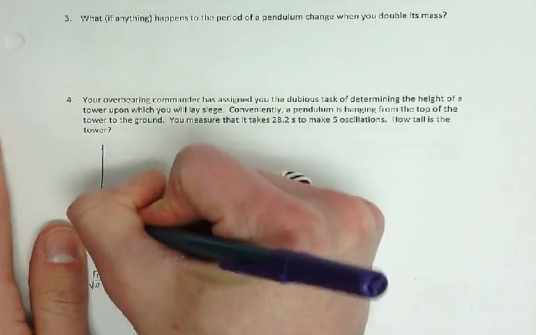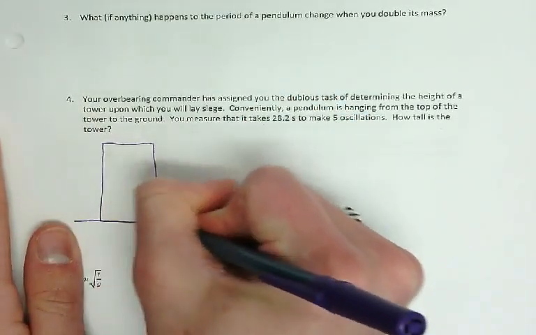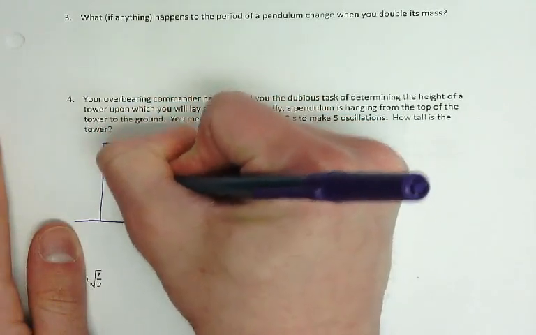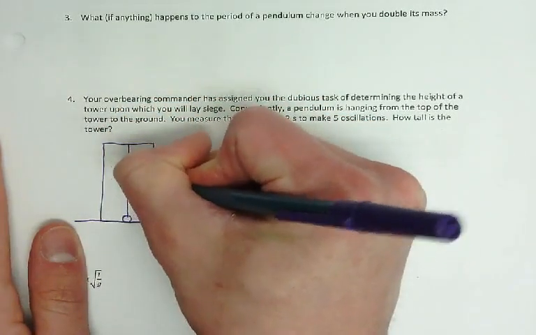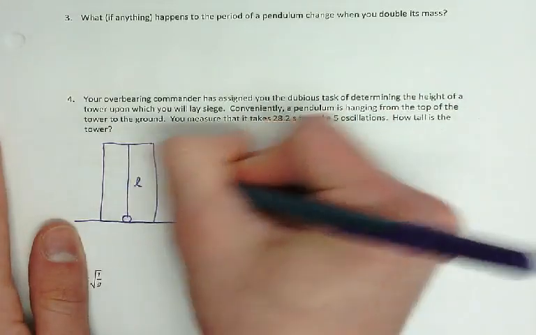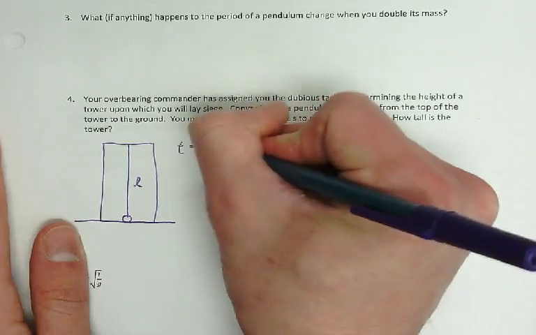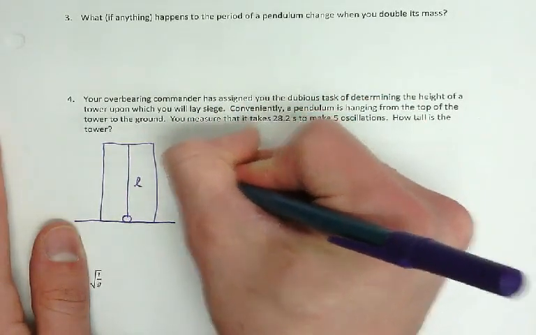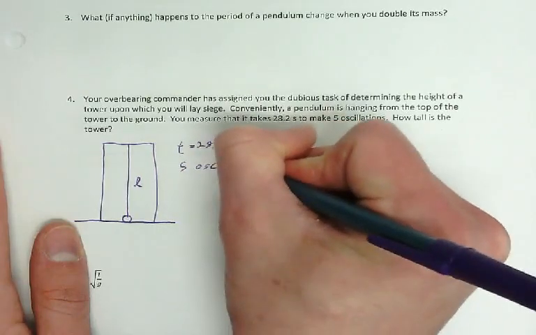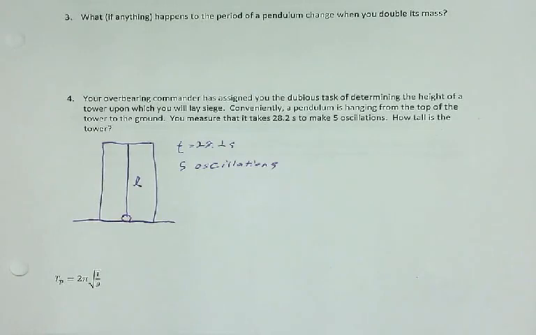So here's my tower. Here's my pendulum. I don't know how long it is. I do know the time it takes, 28.2 seconds, and I know it makes 5 oscillations. So, I want to find the length of the tower.